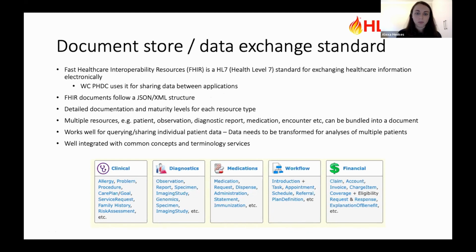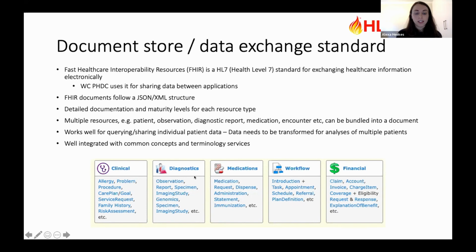It's got a great community of practice, and what they do is they divide different kinds of clinical data into different resources. So they have resources that align with those clinical data types that we looked at in the very first slide, like a patient resource, an observation resource, etc. And these resources can all be bundled into one big document, which works really well for sharing and querying individual patients' data. The data typically needs to be transformed for analyses of multiple patients.